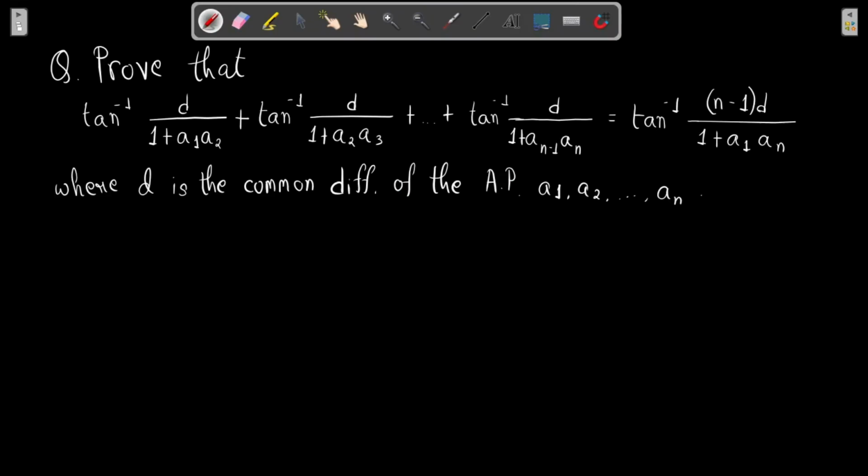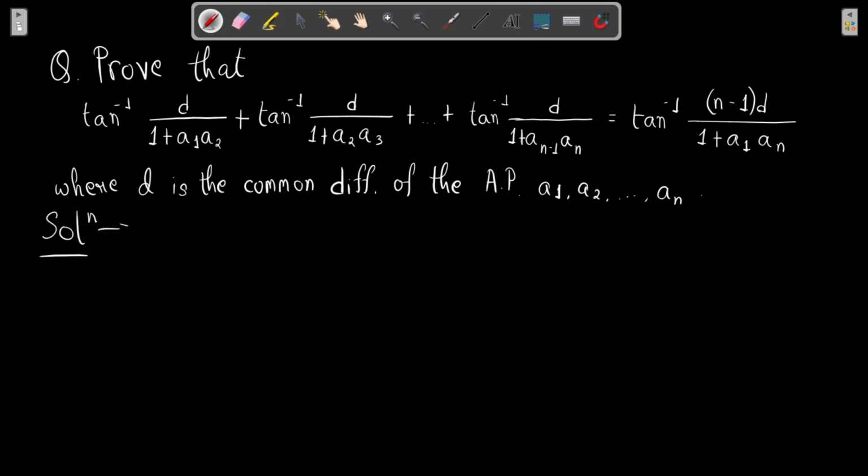Hello everyone. In this question, we are asked to prove that tan⁻¹(d/(1 + a₁a₂)) + tan⁻¹(d/(1 + a₂a₃)) + ... up to tan⁻¹(d/(1 + aₙ₋₁aₙ)) is equal to tan⁻¹((n − 1)d/(1 + a₁aₙ)). It is given that a₁ up to aₙ form an AP where small d is the common difference. So let us start the proof.